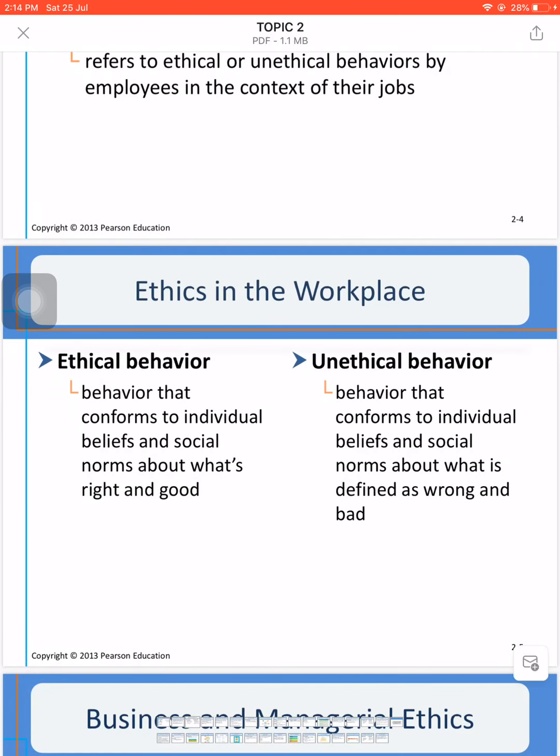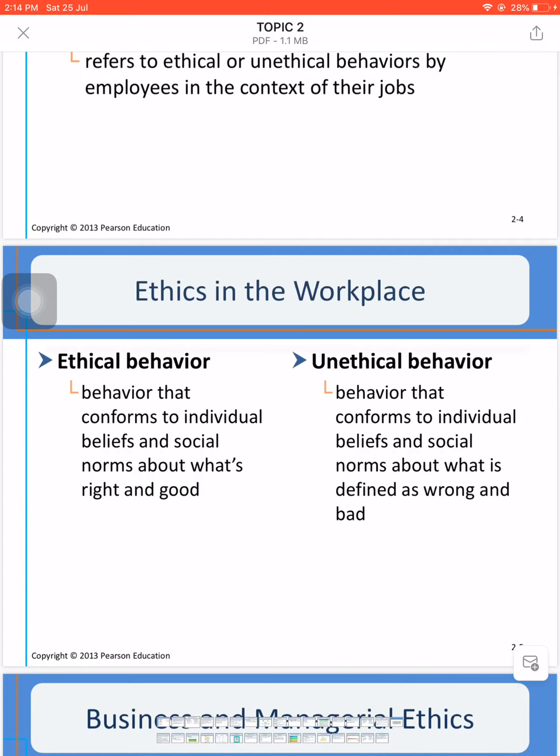Okay, ethics. Ethics in the workplace is behavior that conforms to individual belief and social norms about what is right and wrong. Okay, so social norms are like social standards, whether what is right, what is wrong.